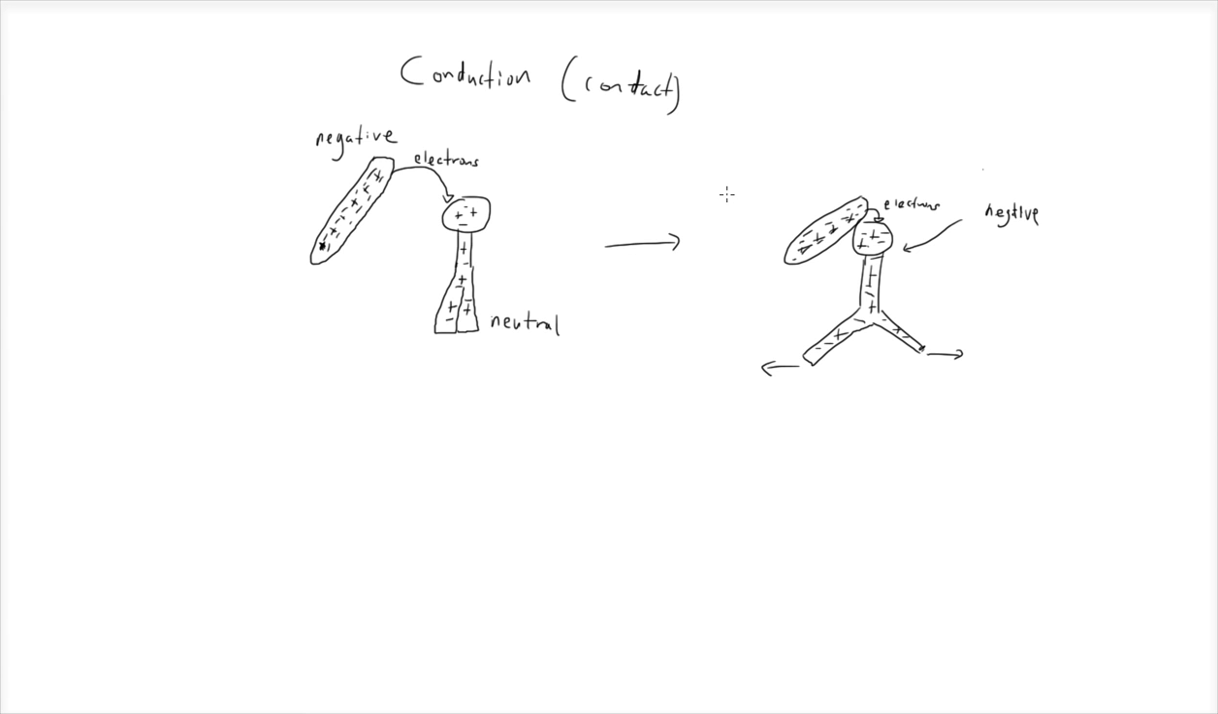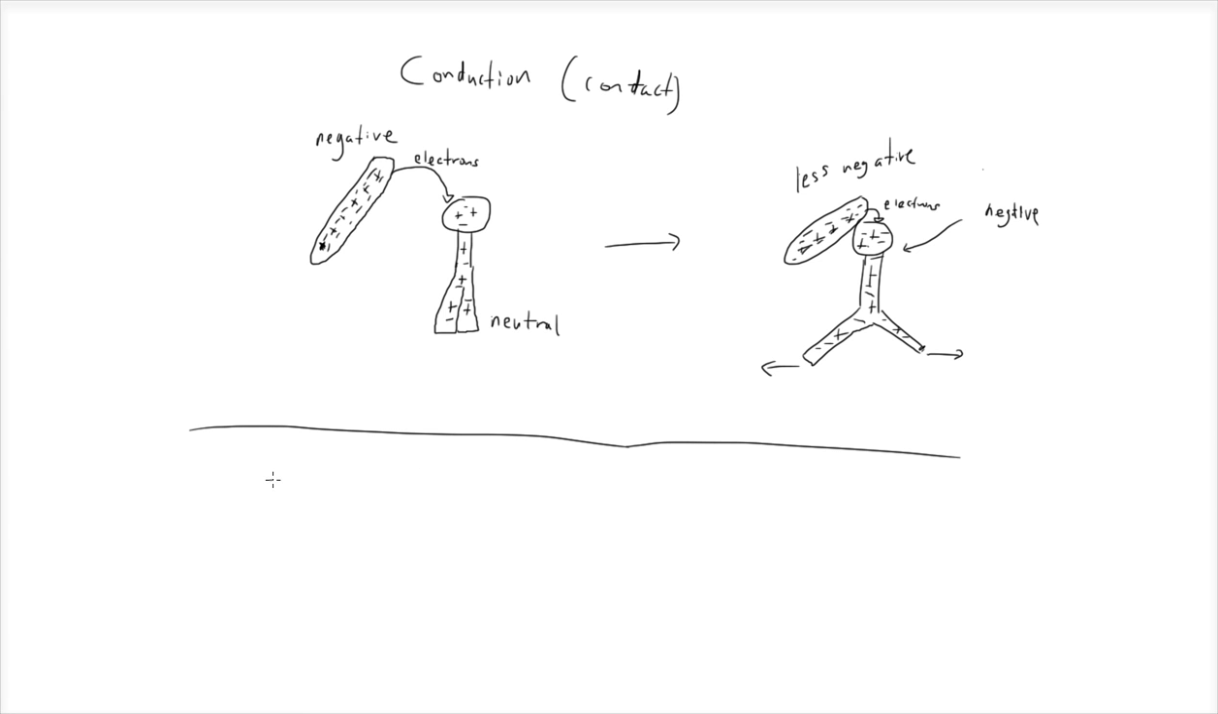And they'll continue doing that until they've reached a sort of equilibrium. That equilibrium is more or less when the electrons are evenly spread out so that they're not being repelled any more in one place than the other. And then the negatively charged object becomes a little bit less negative because it lost electrons, and the neutral object becomes negative because it's now gained electrons. And that's basically conduction.